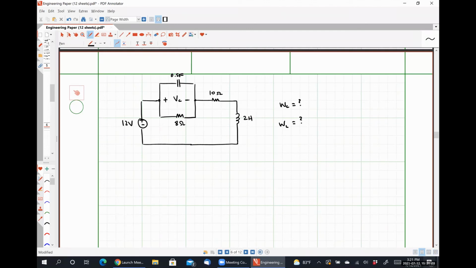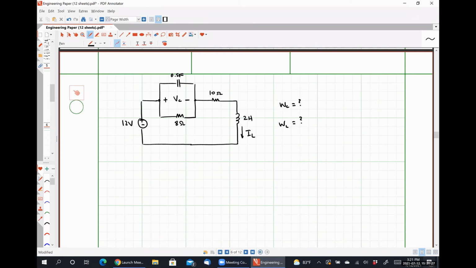For my inductor energy, do I need to know the voltage drop across the inductor or the current flowing through the inductor to determine its energy? The current flowing through it. Current flowing through it, okay. So I'm going to call this current IL. Also, the direction of this particular current does not matter since the energy stored is dependent on the current squared.